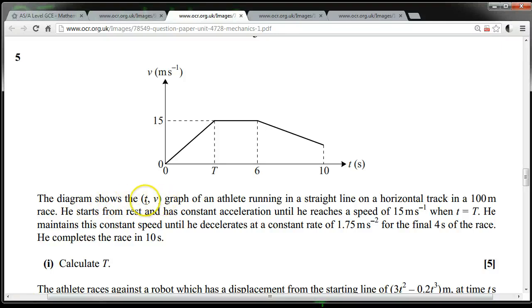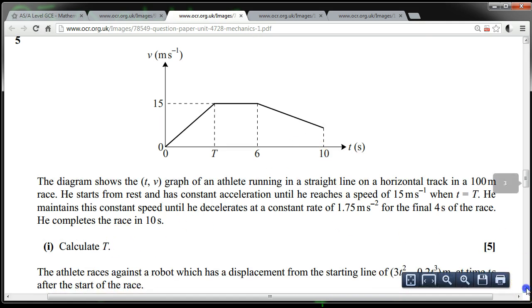The diagram shows the velocity time graph of an athlete running in a straight line on a horizontal track in a 100-meter race. He starts from rest and has a constant acceleration until he reaches a speed of 15 meters per second when t is equal to capital T. He maintains this constant speed until he decelerates at a constant rate of 1.75 meters per second squared for the final 4 seconds of the race. He completes the race in 10 seconds. Calculate capital T.